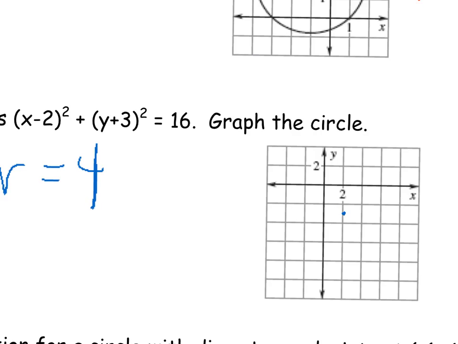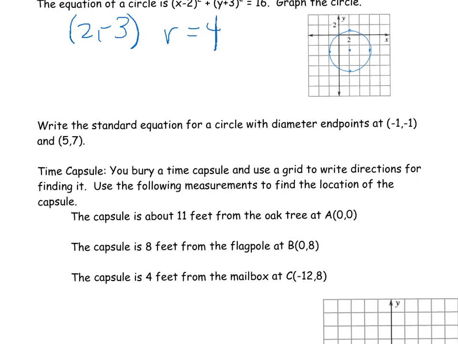We're supposed to go 4 in every direction. So 4 up, 4 right, 4 down, and 4 left. And then again, I am not good at this, so I will be nice and lenient with you guys, but you just want to draw a pretty circle that goes through all of those points. That was actually a pretty good circle. Again, I'm feeling pretty good about myself.